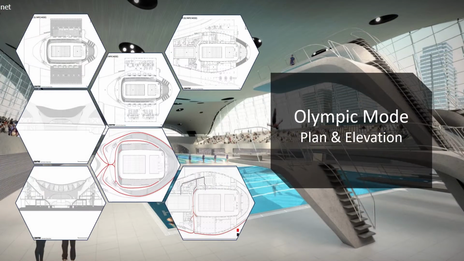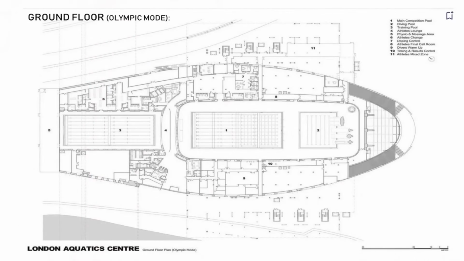Now let's discuss in detail the Olympic mode, the plans of the Olympic mode and the elevation. Coming on to the ground floor. So let us start with the ground floor Olympic mode plan. The first one is the main competition pool, the second one being the diving pool, the third indicates training pool with athletes lounge, and the fifth indicates physio and massage area. Whereas the 6th is athletes change, and the 7th has doping control.